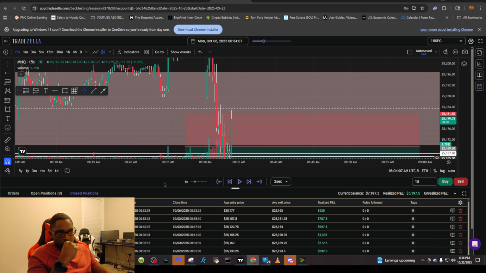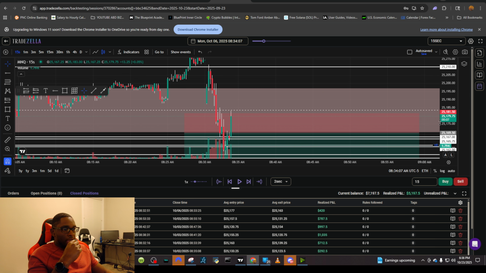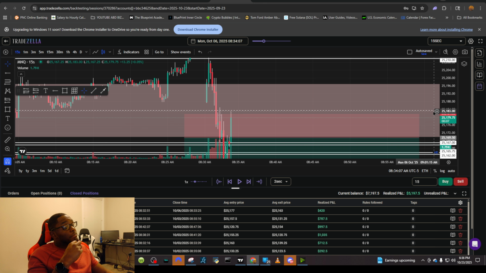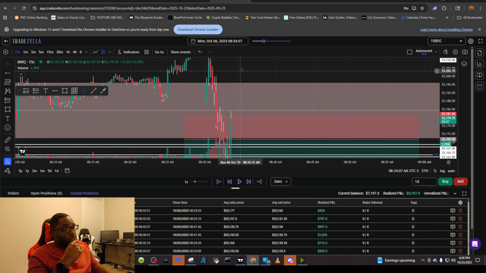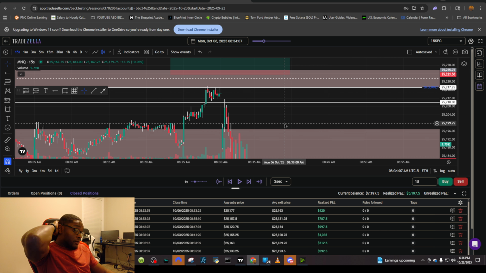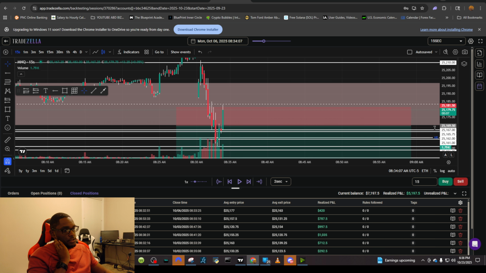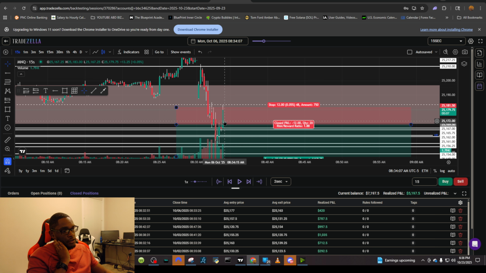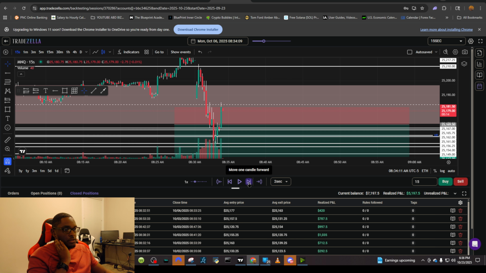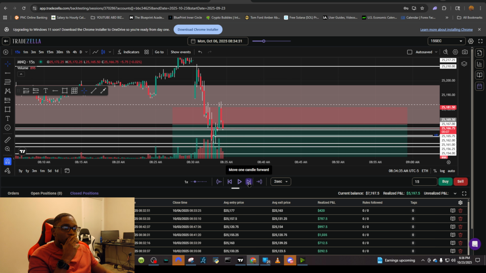So this right here is a good, now we do have an imbalance. Red going back up to the green. And to go back to the supply zone. So let's just see what happened. Let's see if we're going to retest the bottom of this demand zone and go back up and fill this imbalance of red candles. Let's see. Tapped it.